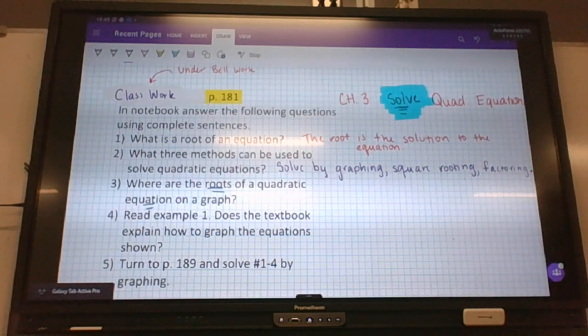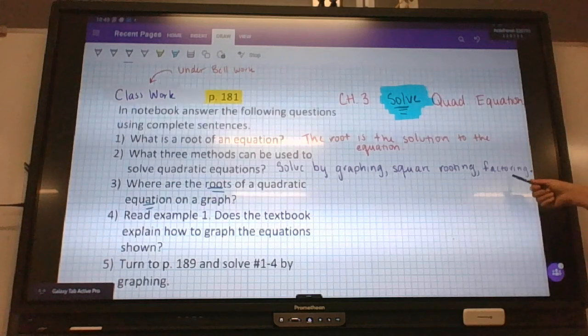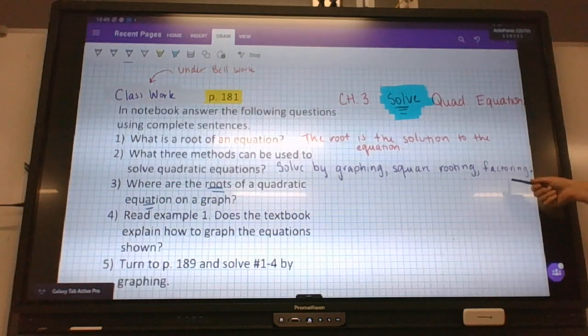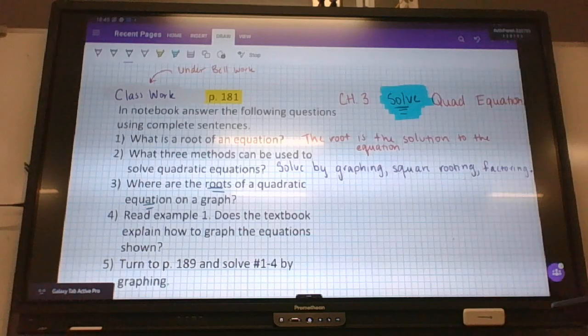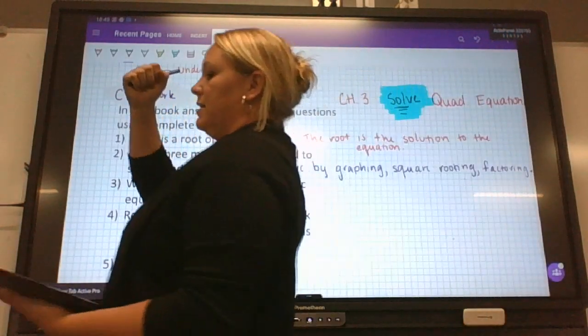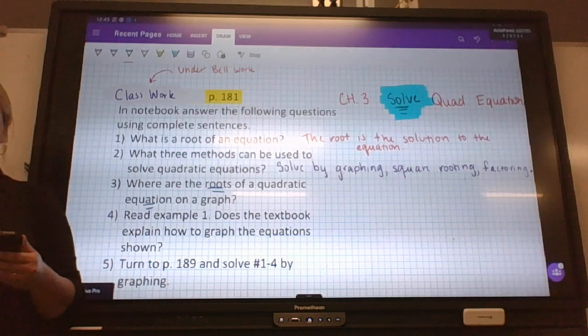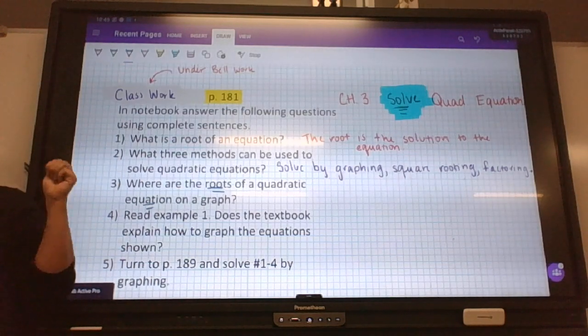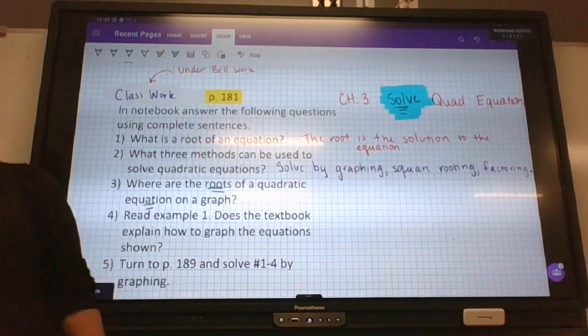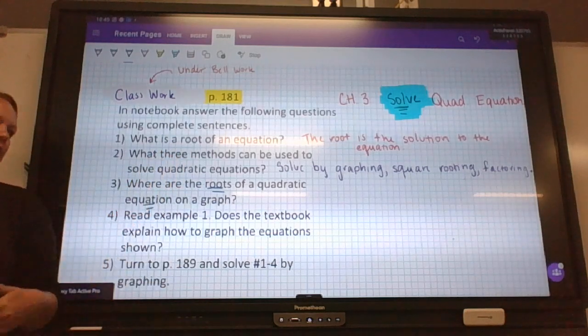That's okay. But what I want you to know is factoring occurs in every chapter of the book. You want to know how to factor. You want to stick with it and practice it long enough to figure it out. So we're going to solve by graphing, square rooting, and factoring. There are 2 other ways we actually solve with, but not in this first section.